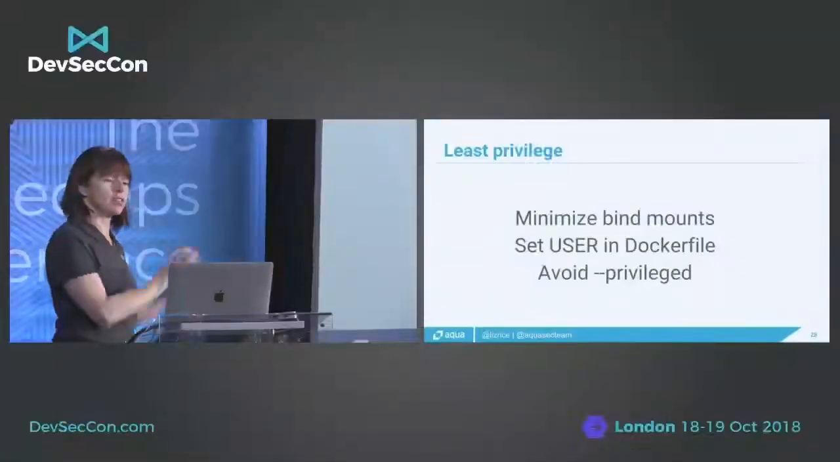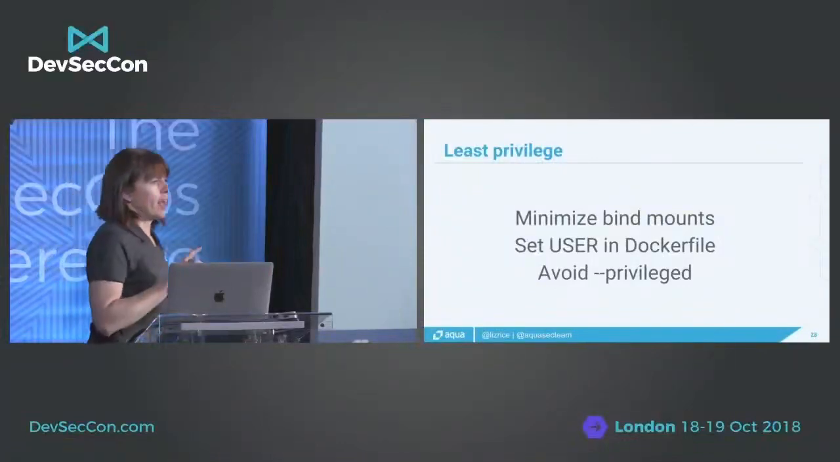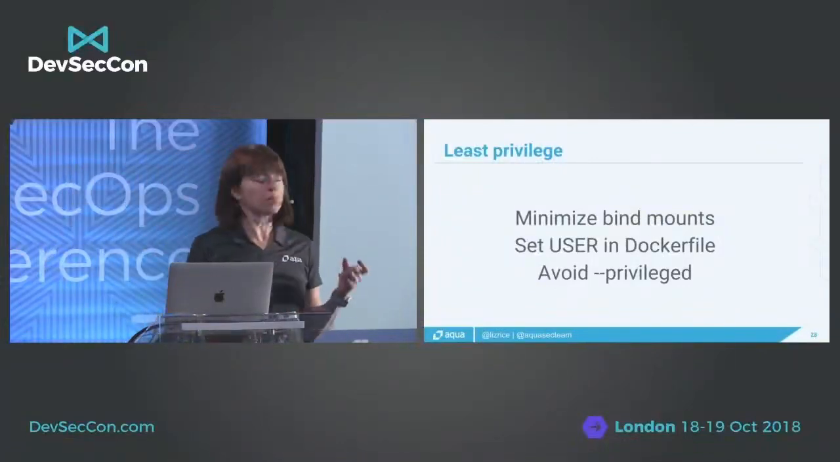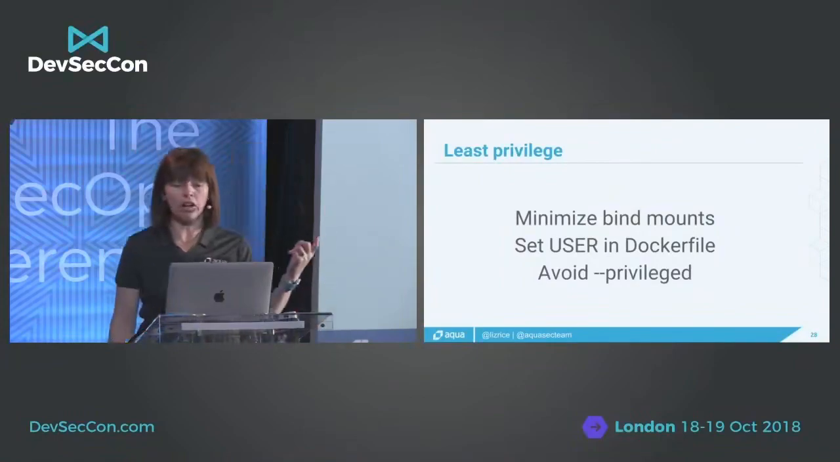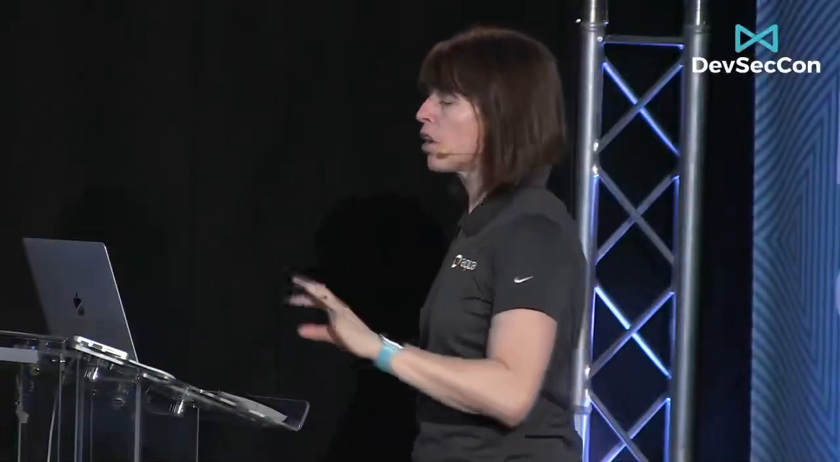Minimizing the extent to which people can mount directories from the host into the container. Explicitly setting a non-root user by using the USER command in the Dockerfile. And at all costs, don't set the privileged flag. Unless you really, really know that you need the privileged flag, don't set it. You almost certainly don't need it. And all of those things will help you minimize the extent to which your containers just automatically escalate privileges.